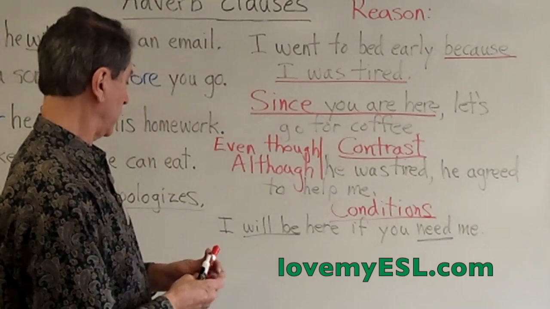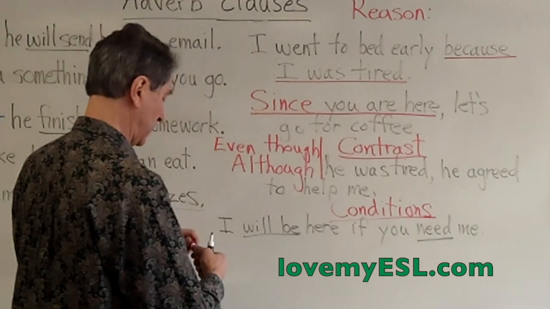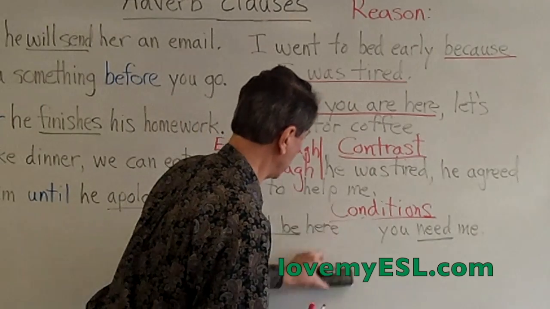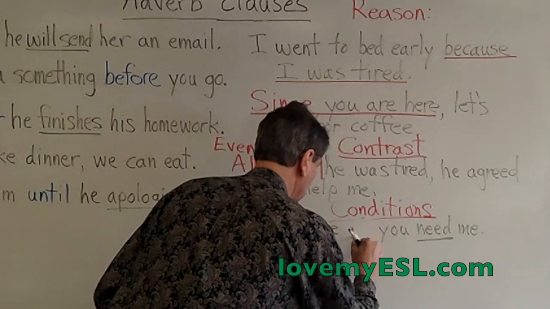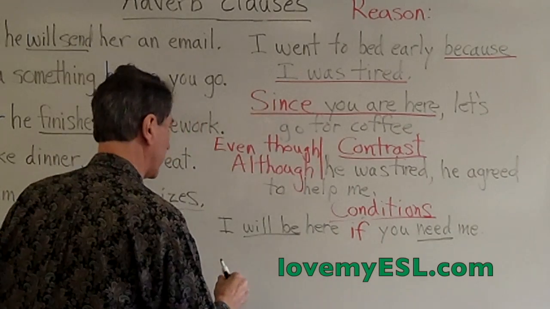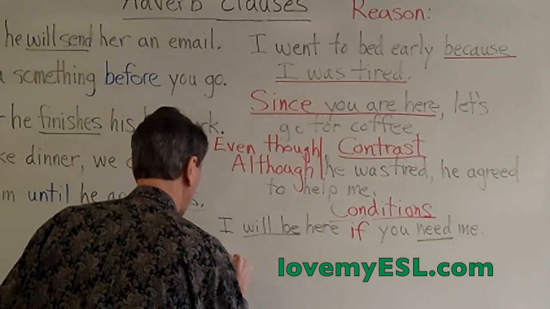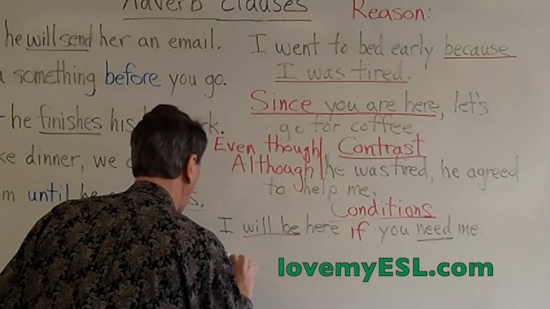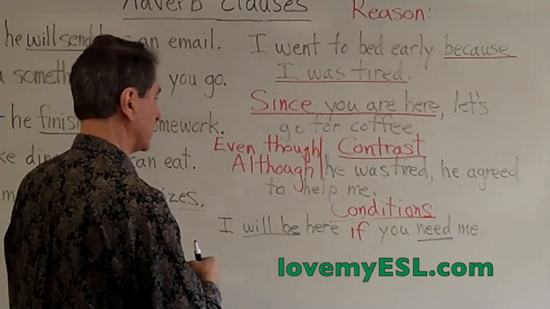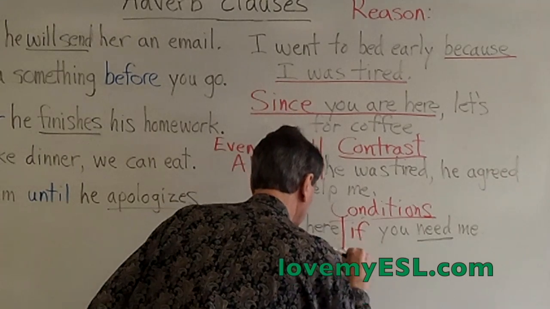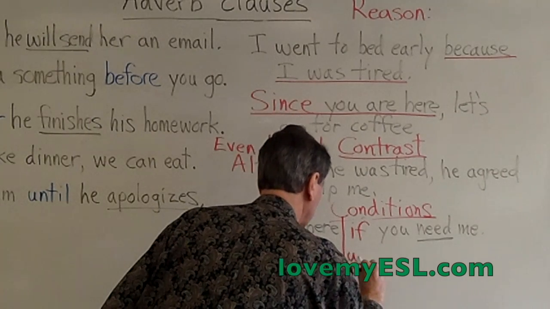The other word is unless. I will be here if. I should put the if actually in red so it stands out here. Unless is kind of an interesting word. I will be here. I can use actually the same sentence. I will be here. I'm going to write another sentence here.